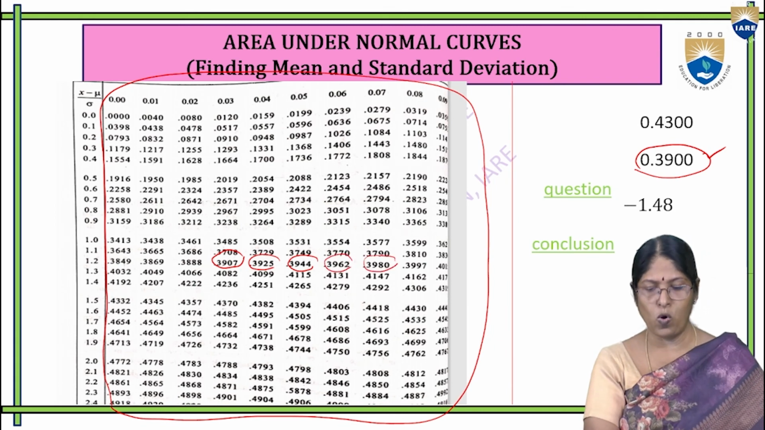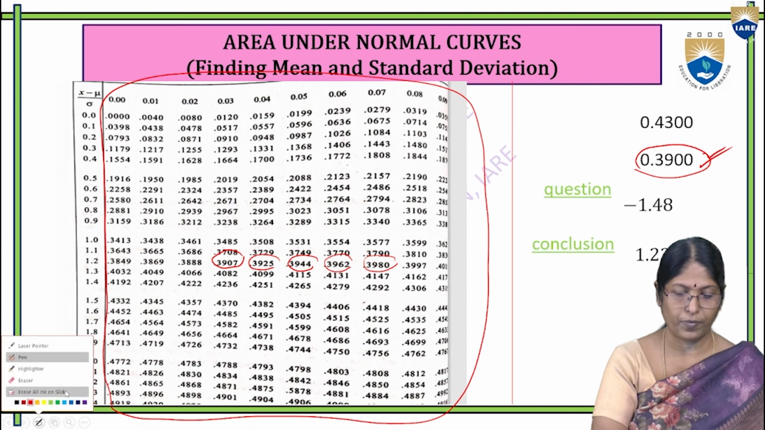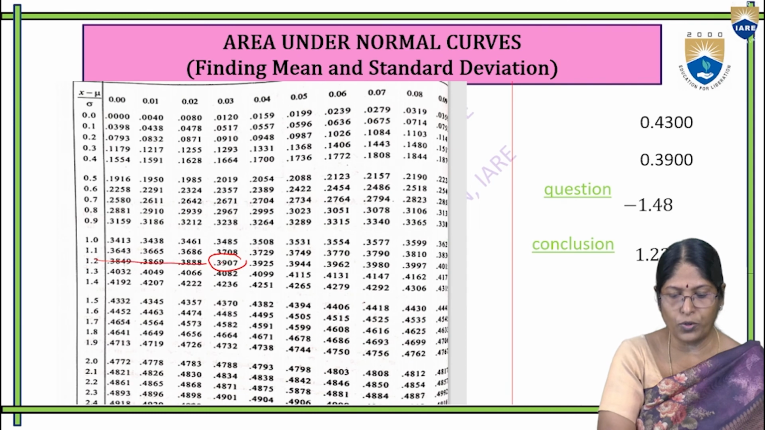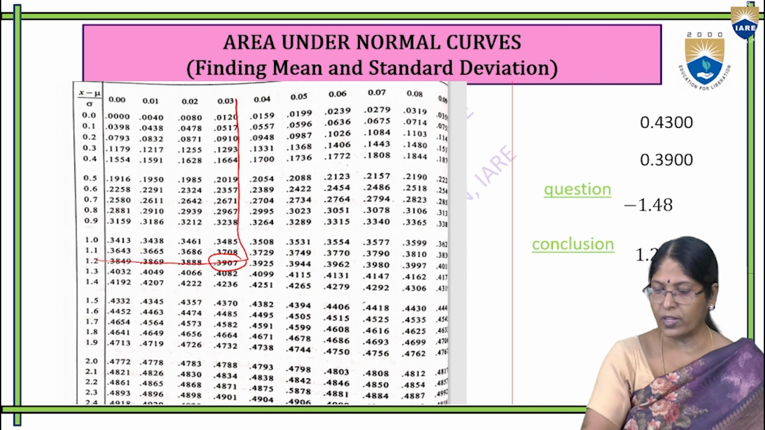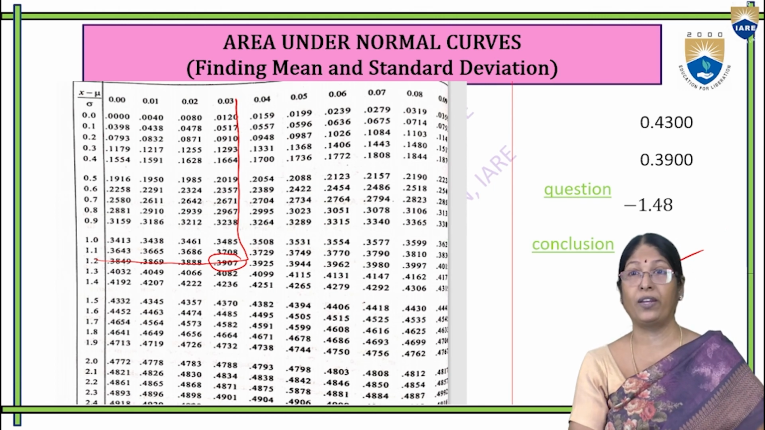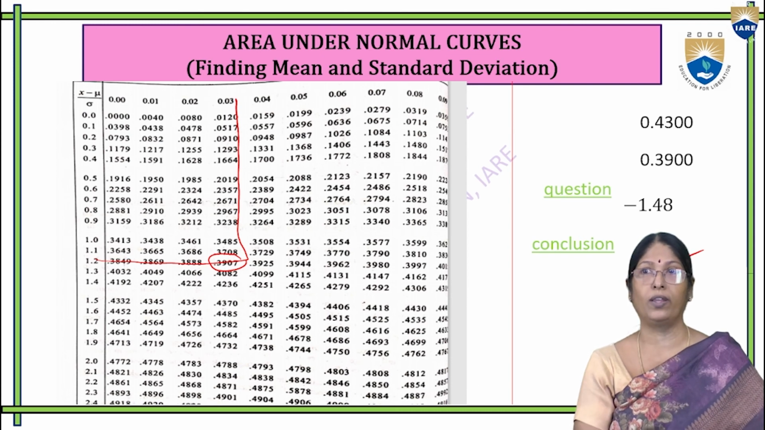0.39. But among the 5, which is nearer to this? In that angle, this is nearer to that. So 1.2 here going, this is 1.23. That's what it is replaced with. I told you while explaining that finding the mu and sigma explanation will be given later. That is the explanation given now.